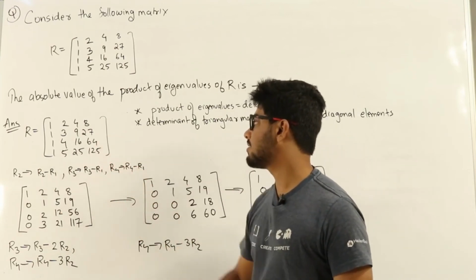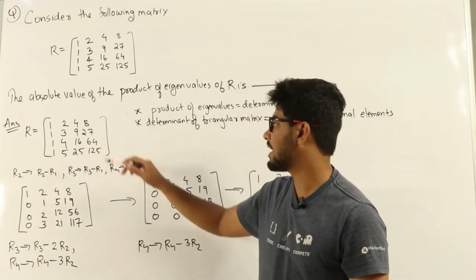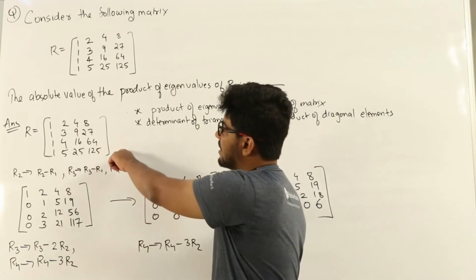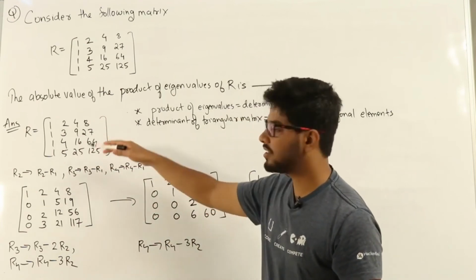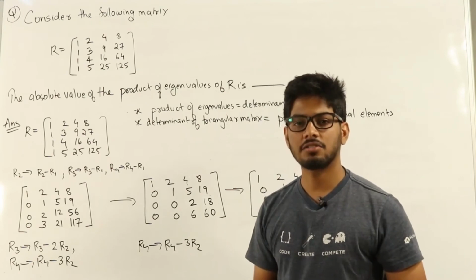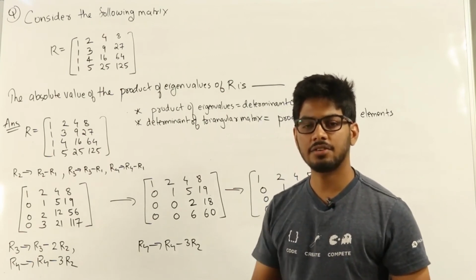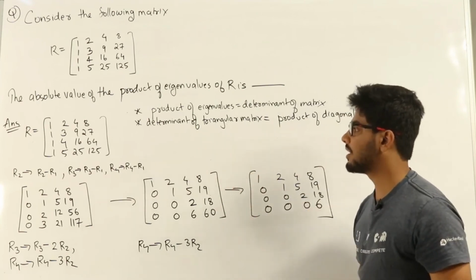Now, in this way, finding the determinant of this matrix is pretty tough. We have to do a lot of calculations. But if we can do elementary transformations and convert this matrix to an upper triangular or lower triangular matrix, then finding the determinant is pretty easy. We just need to take the product of the main diagonal elements. That's what I am trying to do here.